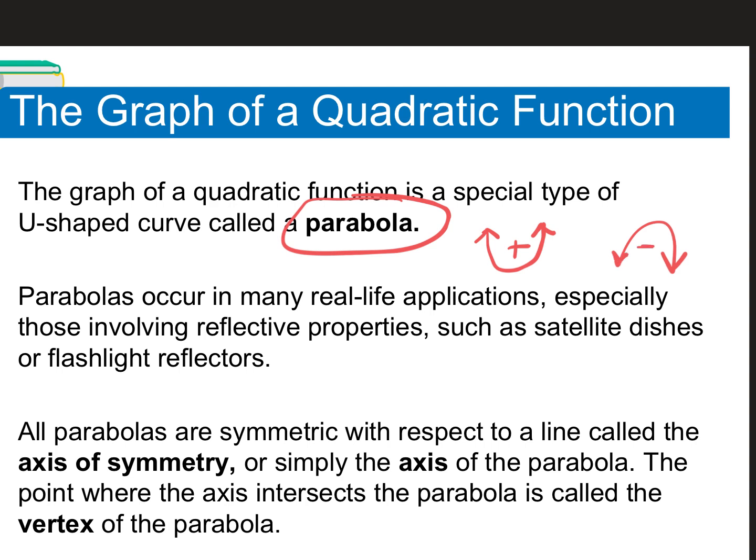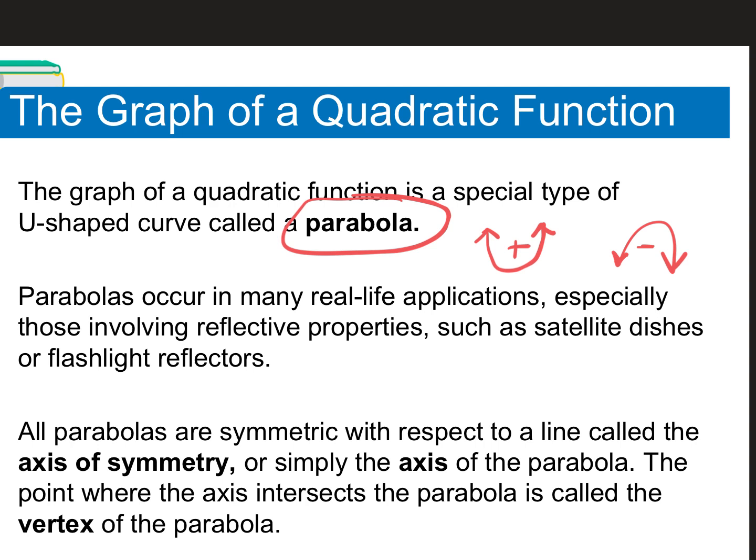The direction. One is going up. A positive parabola, guys, is happy. A negative parabola is what? Sad. How do you know if a parabola is positive or negative if you're just looking at the equation itself? Anybody know?